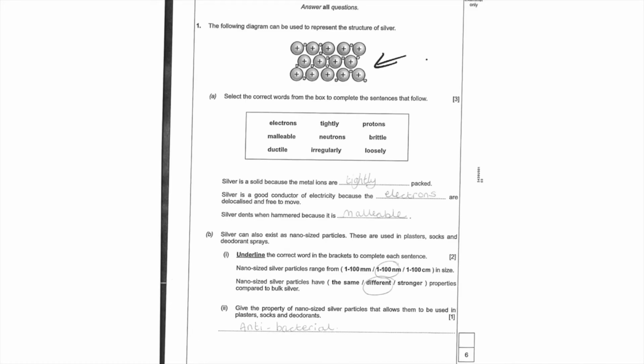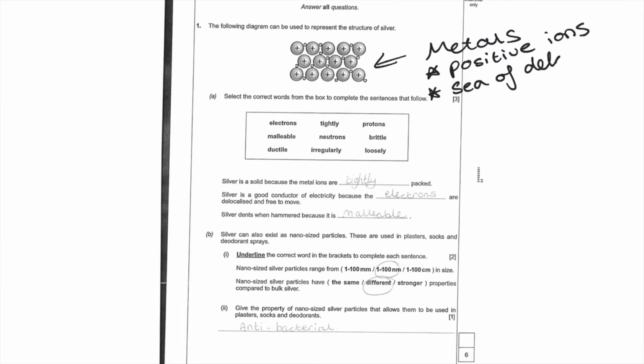This is a diagram of metals. All metals look like this. They are positive ions in a sea of delocalized electrons. Okay. Solid is a silver because the ions are tightly packed. Metal is a good conductor of electricity because the electrons are delocalized and free to move. Silver metal, dense when hammered because it is malleable. So you had to use these words here to get the answers.